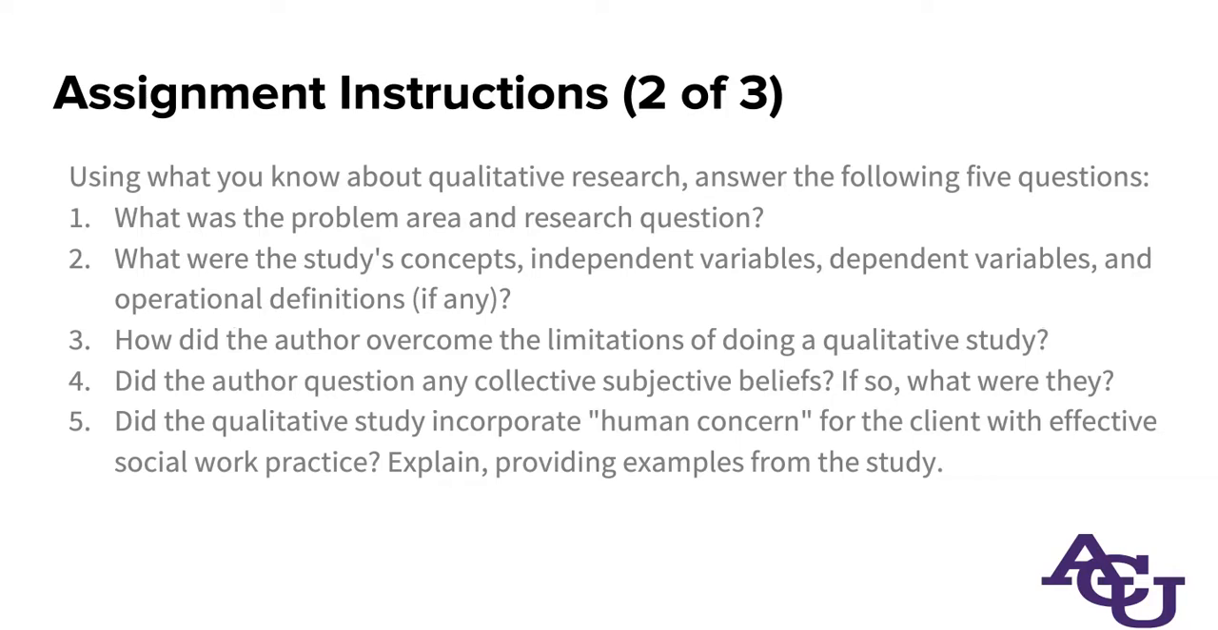What was the problem area and research question? What were the study's concepts, independent variables, dependent variables, and operational definitions, if any? How did the author overcome the limitations of doing a qualitative study? So that's something where they might write about it. You might be having to do your own interpretation. Did the author question any collective subjective beliefs, and what were they? And did the qualitative study incorporate human concern for the client with effective social work practice?